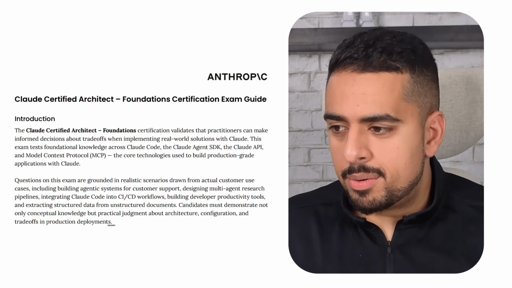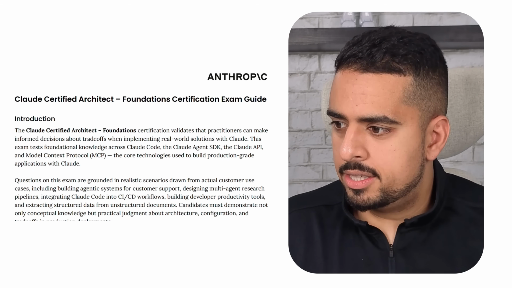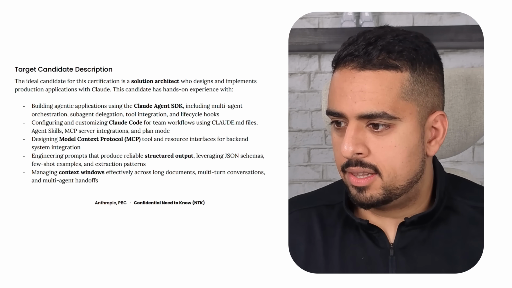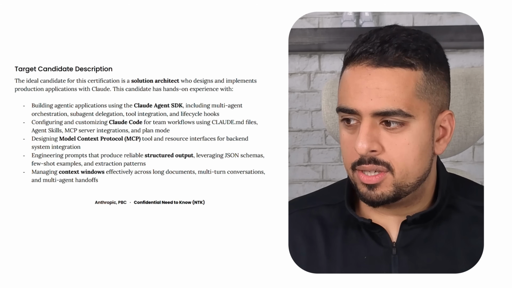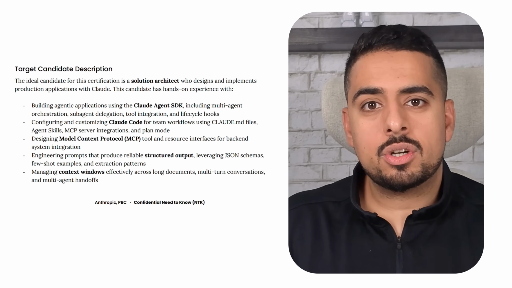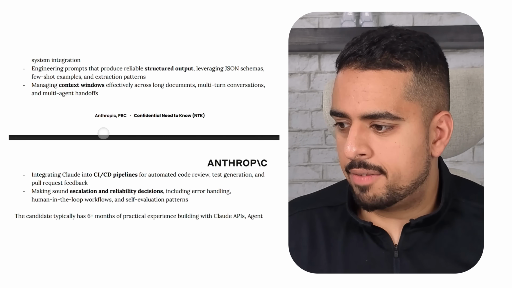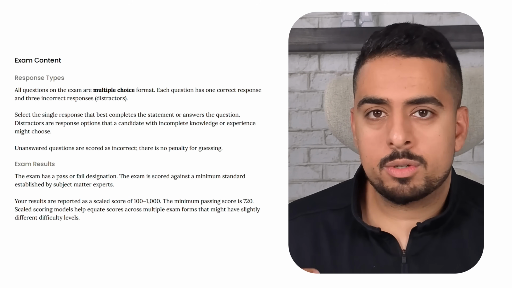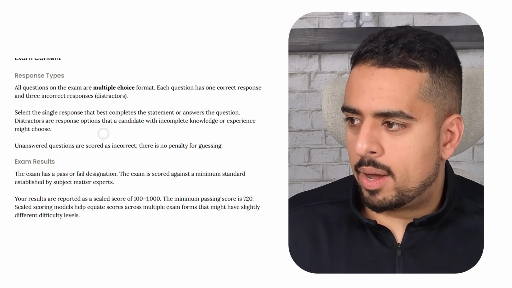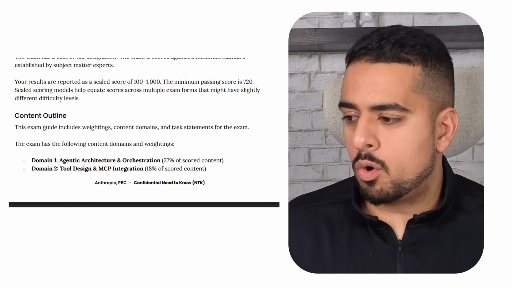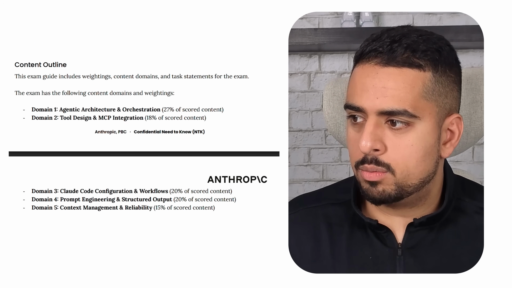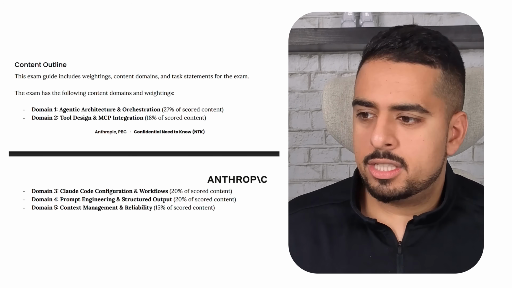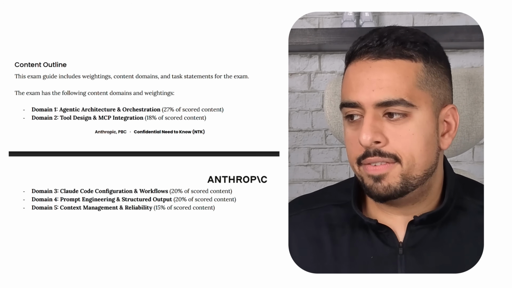So this is the very guide that I was discussing before. It is 40 pages and it walks through everything from the target candidate description of what it's like to be a master of Claude Code in Anthropic. Each and every paradigm you should master and be prepared for. There are some exam content response types. There's some preamble around what the exam entails, what the format is, and this is the most important part, which is the content outline. And this is where it breaks down the distribution of each and every part.